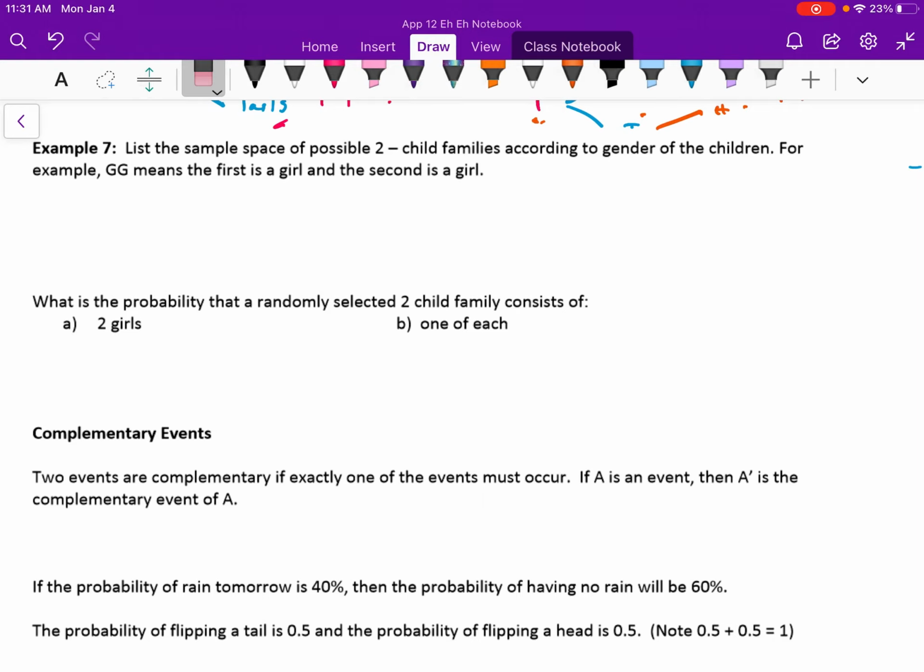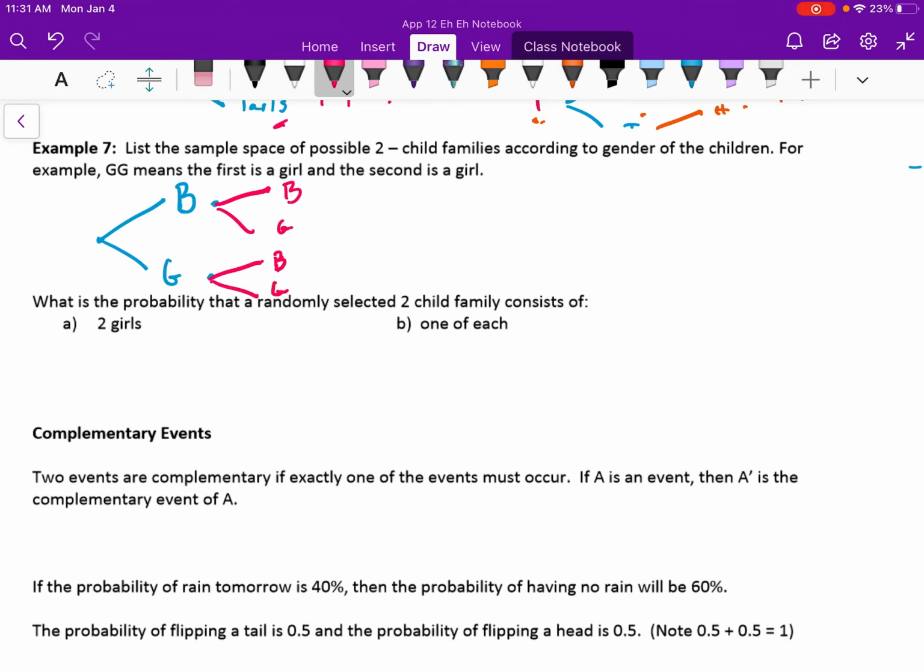So let me just say example 7. Suppose that a family has 2 children. We're going to list all the possible outcomes of a 2-child family relative to their gender. So starting off, here's a point. Our first child can be a boy or a girl. Now, for our second child, it can be a boy or a girl, for either one.